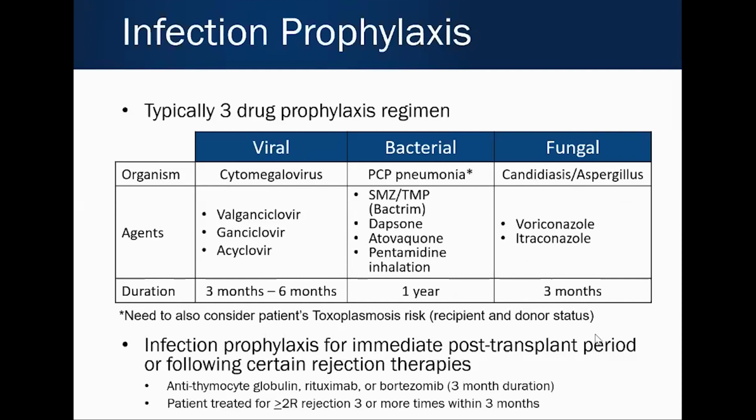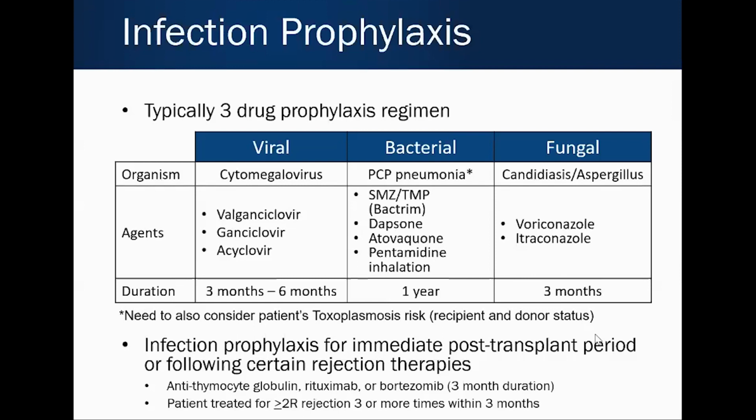Infection prophylaxis, so typically we have this 3-drug regimen: viral, bacterial, fungal, to prevent CMV, bacterial to prevent PCP, also has some dual coverage in toxoplasmosis prevention. And then with fungal, we're worried about Candida and Aspergillus. So for viral, for CMV, again, there's a lot more detail on all of this within the infection prophylaxis CPG that's available on the SharePoint.